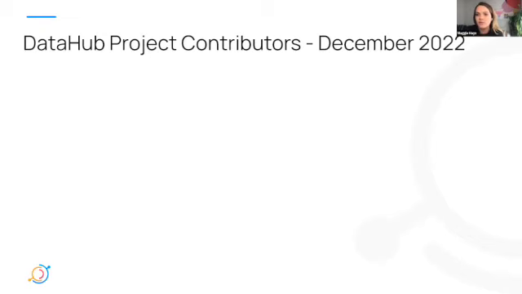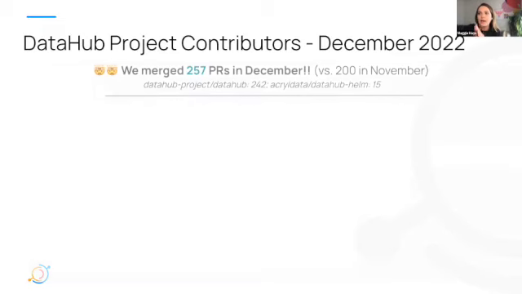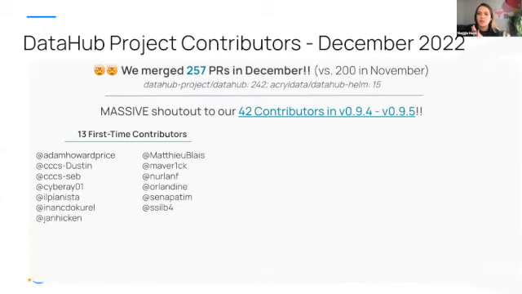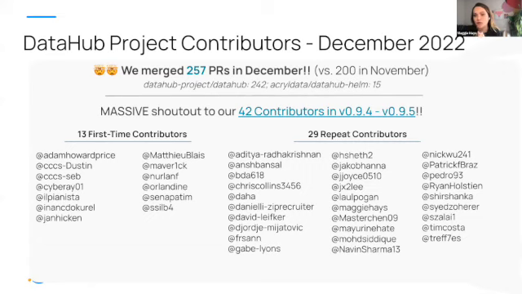We're going to do things a little bit differently this time around our project updates. Instead of doing an update of all the features that we shipped in December, that's going to be packaged into the year-end review. But I do want to take time and give a big shout out to all the contributors over the last month. In December, this is one of our highest months of PRs that we've ever shipped across our DataHub repository and also our DataHub Helm. We had 257 PRs move through across 42 different contributors, including 13 first timers. So massive shout out to you folks.